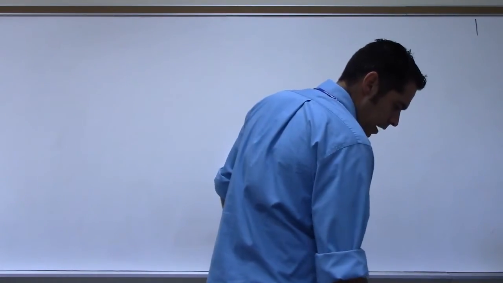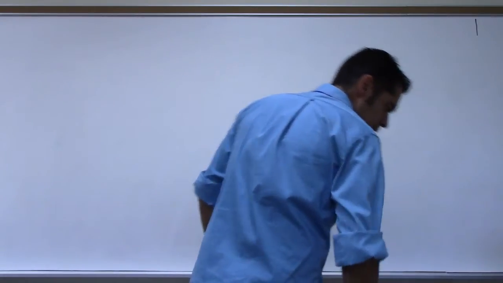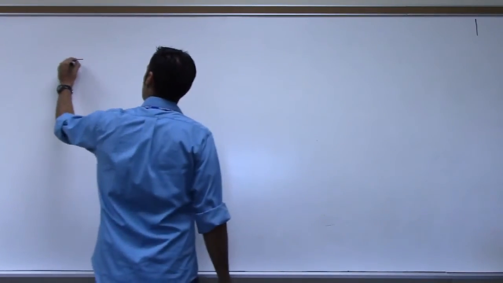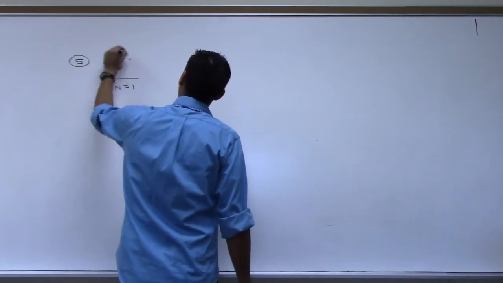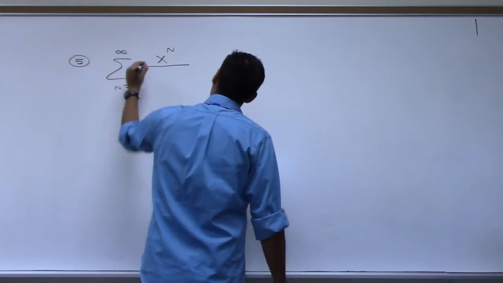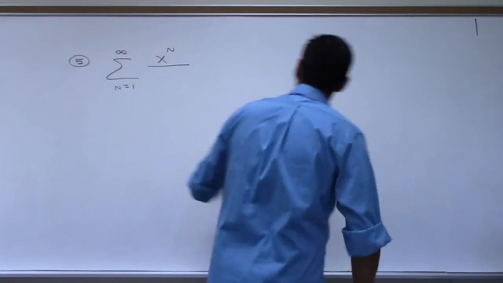All right, so number 5. Sum n equals 1 to infinity, x to the n over 2n minus 1.